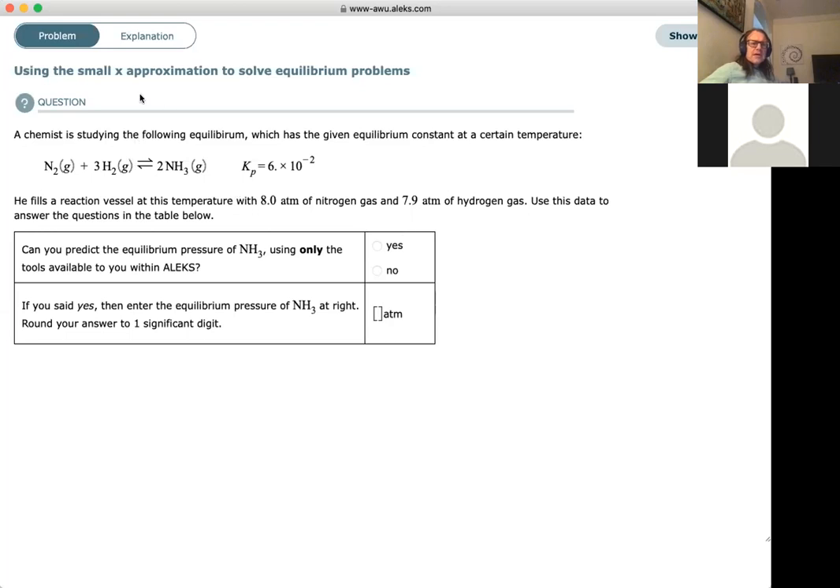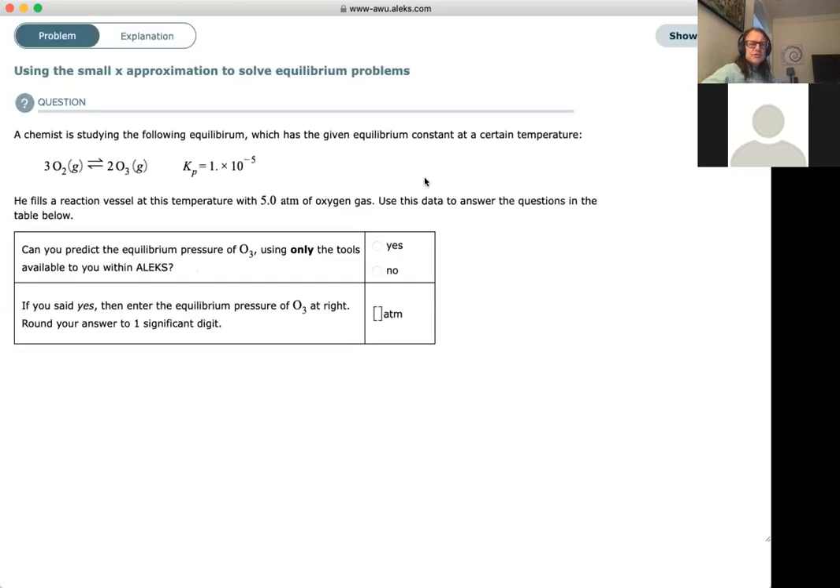All right. Again, small x approximation. What that means is the initial concentration minus x is approximately equal to the initial concentration. That'll be our setup. See how that's the same equation? I'm going to show you a different one because I don't want to do the same equation each time. So 3O2 converts to 2O3. There's our k. See how k is small? You can make that small x approximation if k is small.